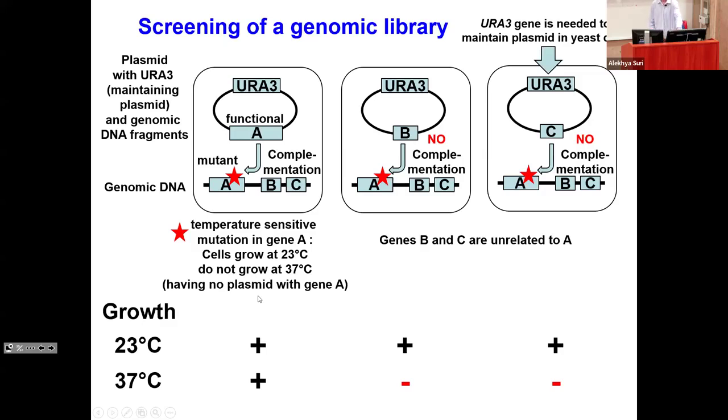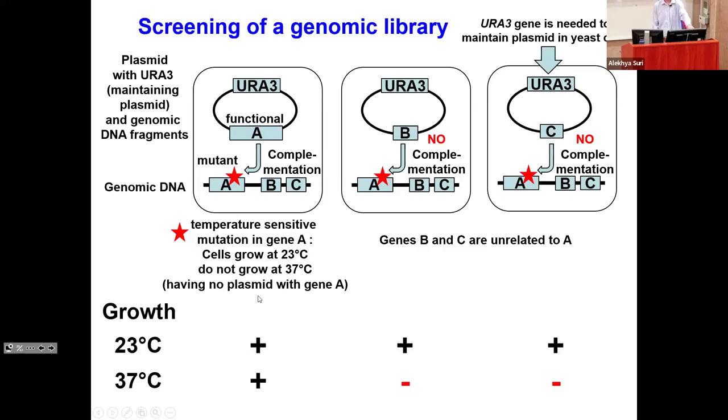If you have gene B or C in the plasmid, no effect on the complementation. So they will not grow at high temperature. This is called complementation of a defect, when you introduce the functional gene that can complement a mutant gene. Okay, so this is how you select.